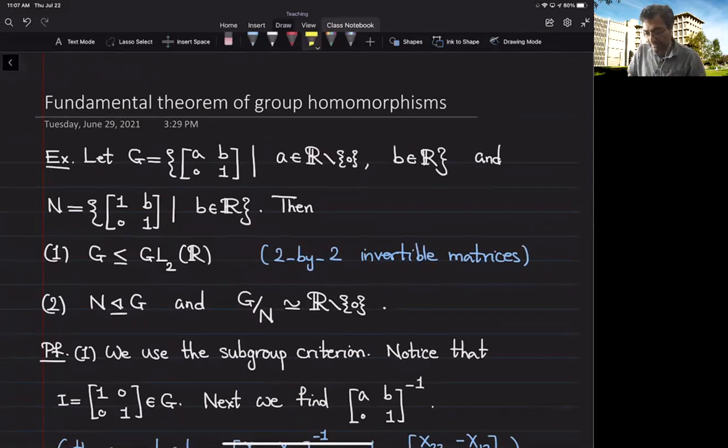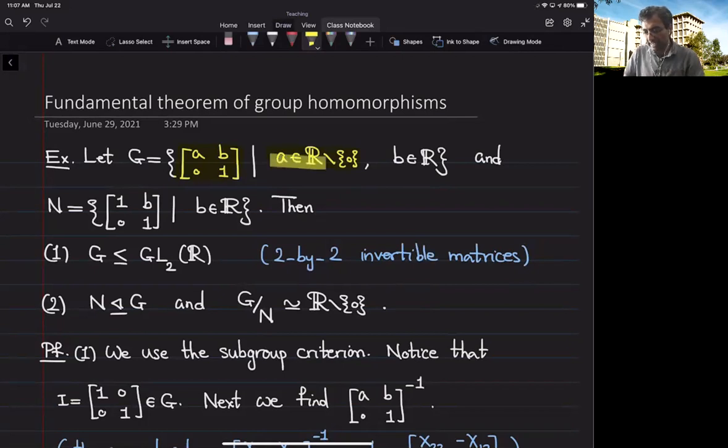What is it? This consists of certain 2x2 matrices. All of them are upper triangular, meaning in the lower part I have 0. But not all the upper triangular matrices. I have only those that have 1 in the lower diagonal corner. And this one is supposed to be non-zero. Otherwise, the determinant of this matrix, which is a, would not be invertible.